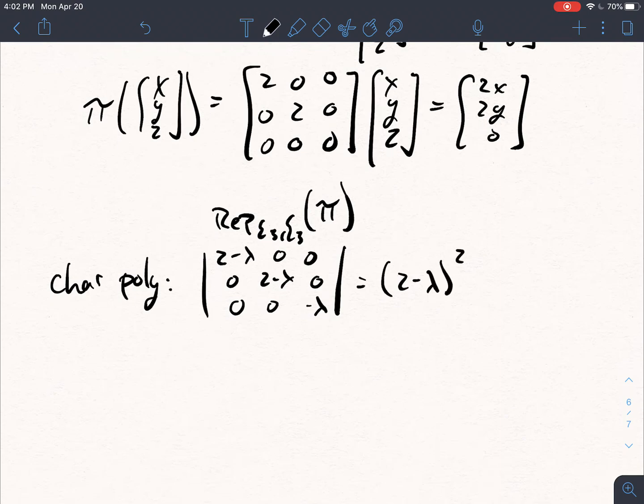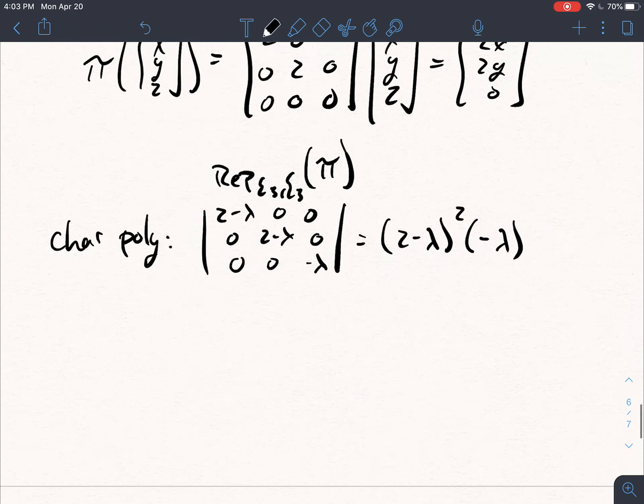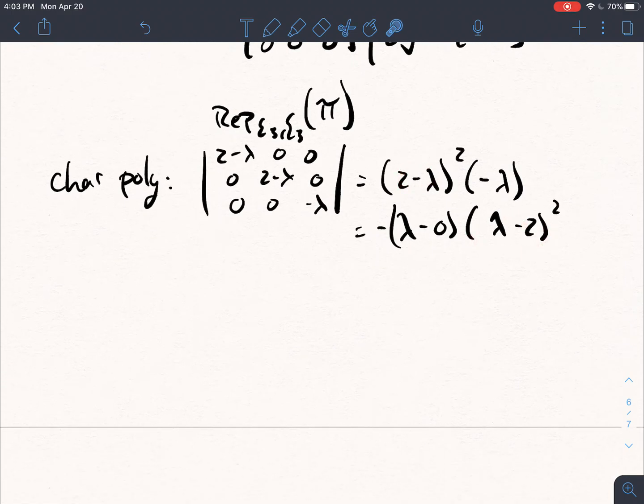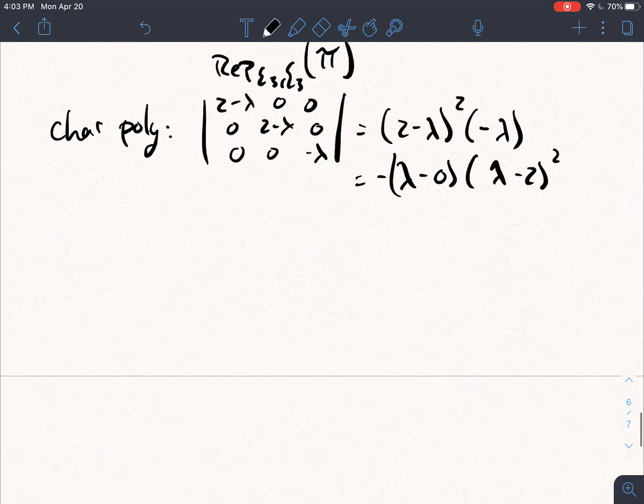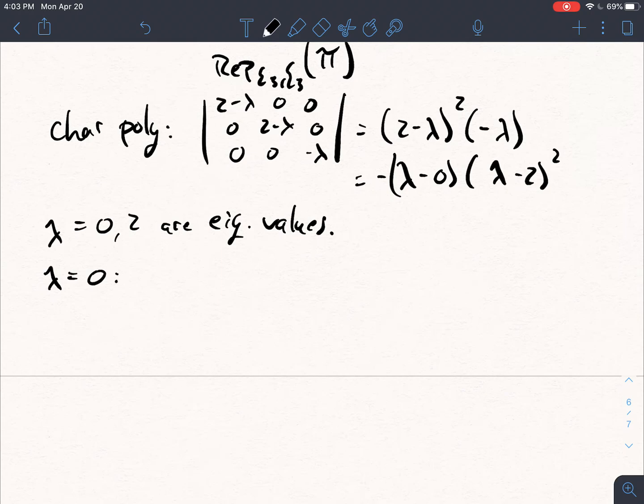So I get 2 minus lambda, 0, 0, 0, 2 minus lambda, and I'll get 0 minus lambda down there. So this is going to be 2 minus lambda squared times negative lambda. Or I could write this as lambda minus 2 squared times lambda. This is being squared, so I can multiply both of these terms by -1. That doesn't change the sign, so this is still correct. Okay, so eigenvalues are 0 and 2, as we talked about in the beginning of the section, but this actually tells us that these are the only eigenvalues.